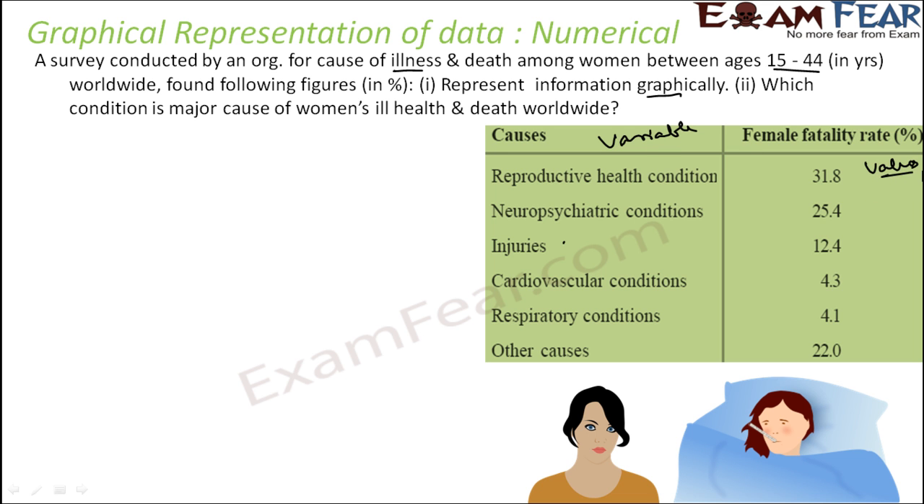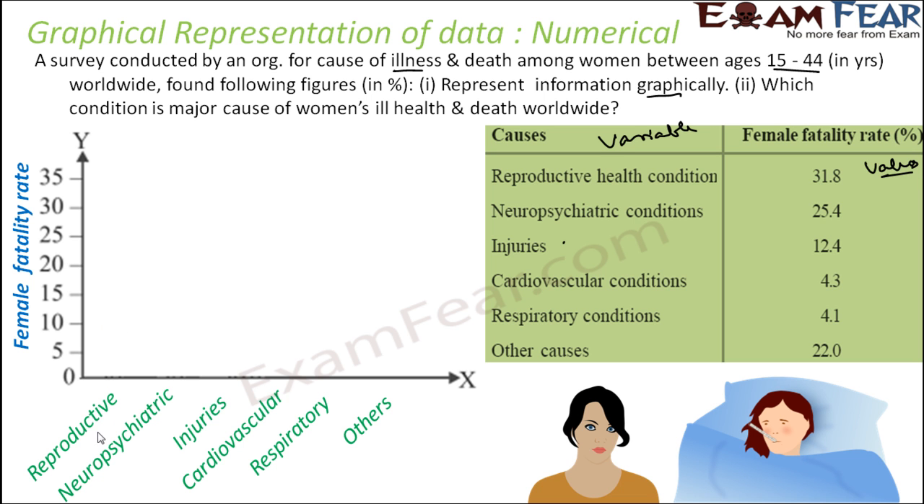I'll draw a graph with the variables here: reproductive health, neuropsychiatric, injuries, cardiovascular, respiratory, and others. The maximum value I see is 31.8, so I created a range from 0 to 35 so that all the values can be accommodated. For reproductive system 31.8, I'll draw a bar of length 31.8. Here only length is important because I'm drawing a bar graph, and I'm drawing a bar graph because it is not grouped data. That is the only option we have.